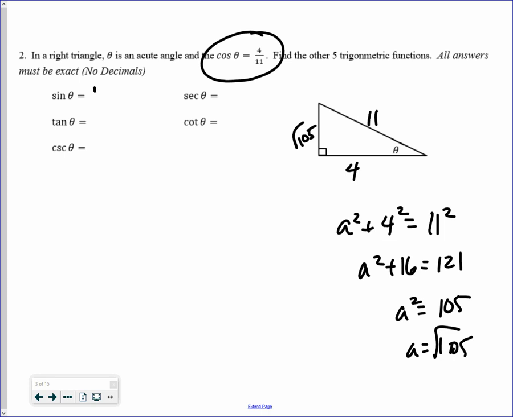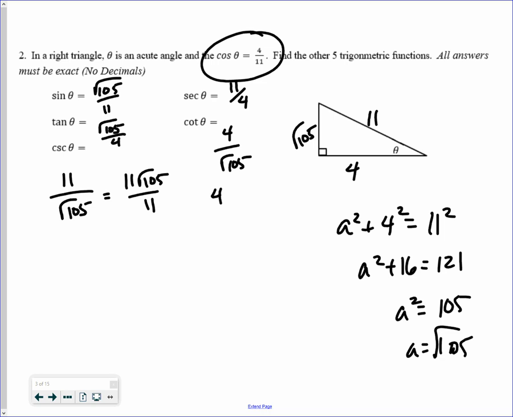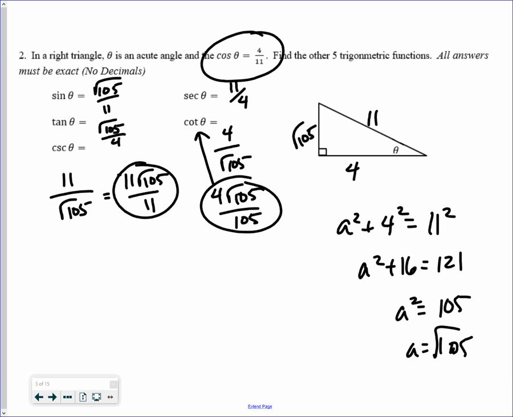Sine would be opposite over hypotenuse. Tangent would be opposite over adjacent. Cosecant would be the opposite of sine. So we're talking about 11 over the square root of 105, which I need to simplify. Secant would be the opposite of cosine, so we're talking about hypotenuse over adjacent. And cotangent, again, I would have to simplify that one or rationalize the denominator. So there's cotangent, there's cosecant. So again, on your assessment, you would need to be able to do all 5 of the 6 trigonometric functions.